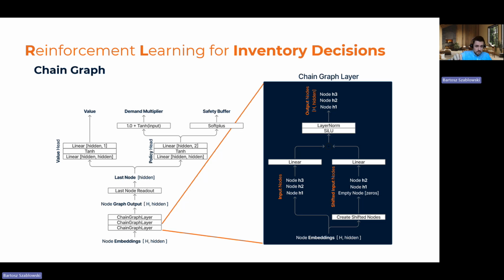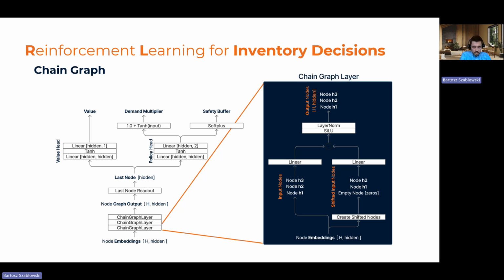And after passing through the chain graph, I take the last node because it already contains the summary of the whole chain. For a moment, I will describe why it already contains this summary. And this representation is used then by the value head and the policy head. The value head is the critic, it evaluates how good the current state is in perspective of future reward. The policy head controls the policy and generates these two actions.